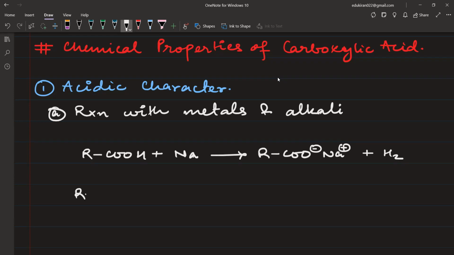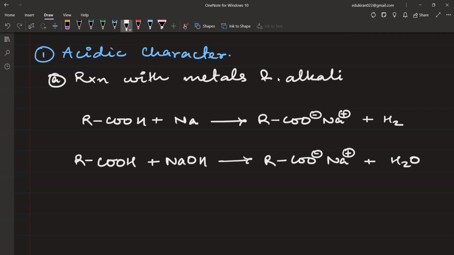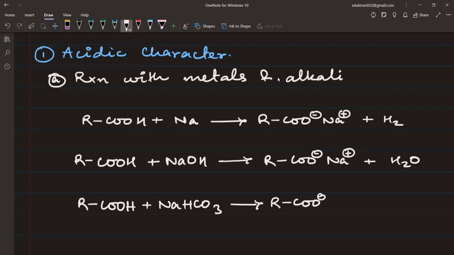And if you have RCOOH plus NaOH, then this is going to give you R, same thing, COO negative, Na positive, the carboxylate ion, plus in this case water. Then if you have NaHCO3, then this is going to give you RCOO negative, Na positive, plus carbon dioxide and water.